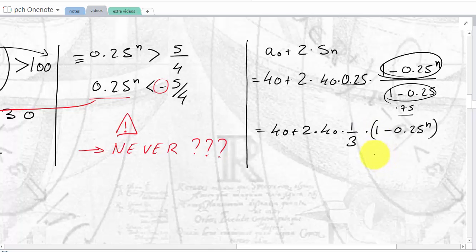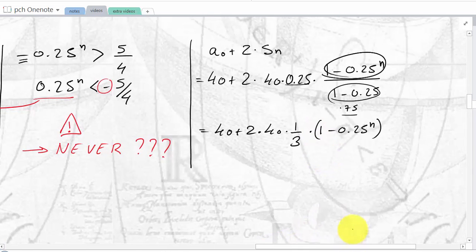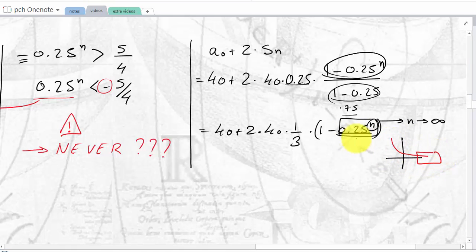Now, what does it mean that it bounces forever? It means that n is going to approach infinity, right? Now, if n approaches infinity, what's going on here? This is an exponential and the base is smaller than 1, right? You remember that, I hope. So this is going to be 0.